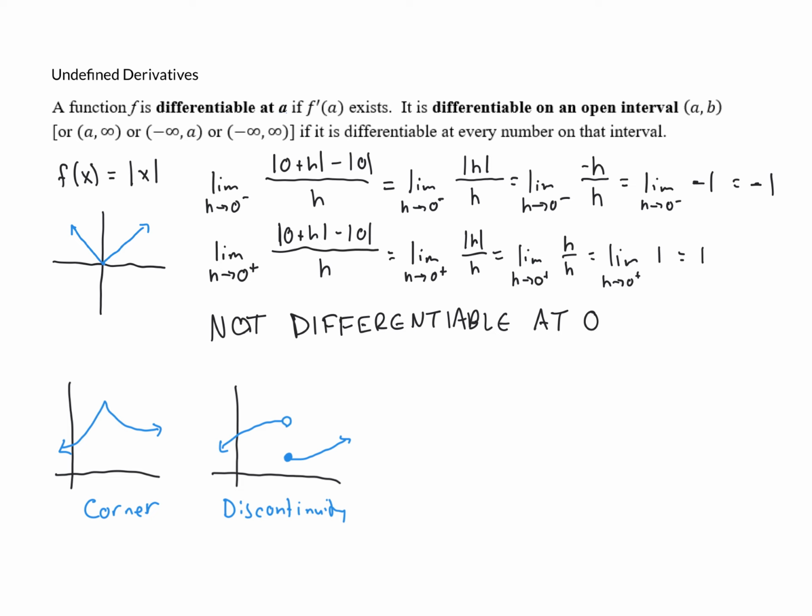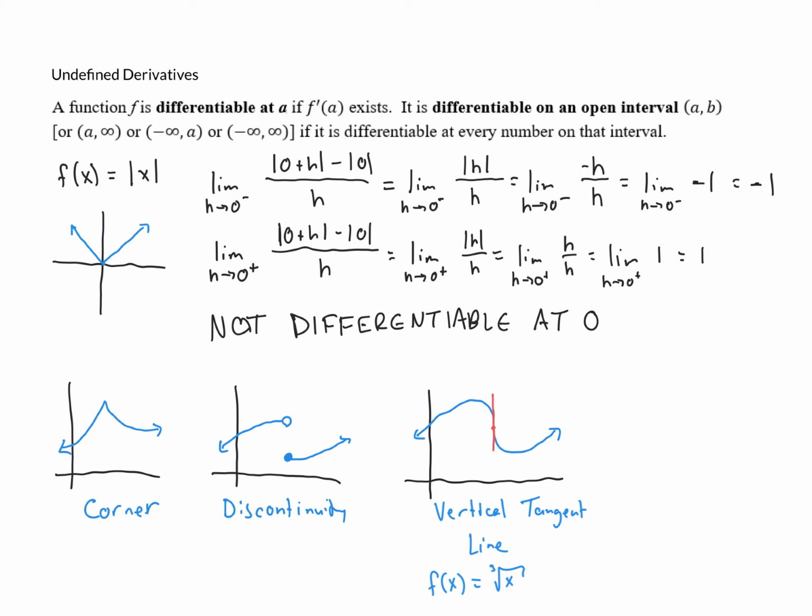And then the third place where a function is not differentiable is if we have a vertical tangent line. And I'm going to draw the tangent line in a different color here. If we have a vertical tangent line, and we get a vertical tangent line for the function f of x equals the cube root of x. This is a really good example where we have a vertical tangent line.